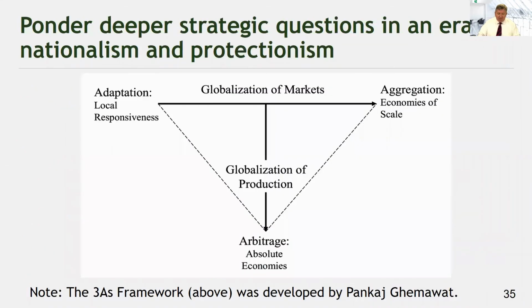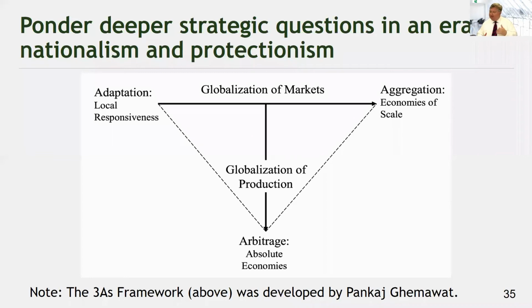The last observation I want to leave you with is much deeper and goes to the fundamental choices we make in international business strategy. And often we argue that business strategy is a choice between three options: adapting your products to local circumstances, aggregating production in one place and taking advantage of economies of scale, and arbitrage, taking advantage of low costs. Each of these strategies gets undermined or affected if we have more nationalism and protectionism.